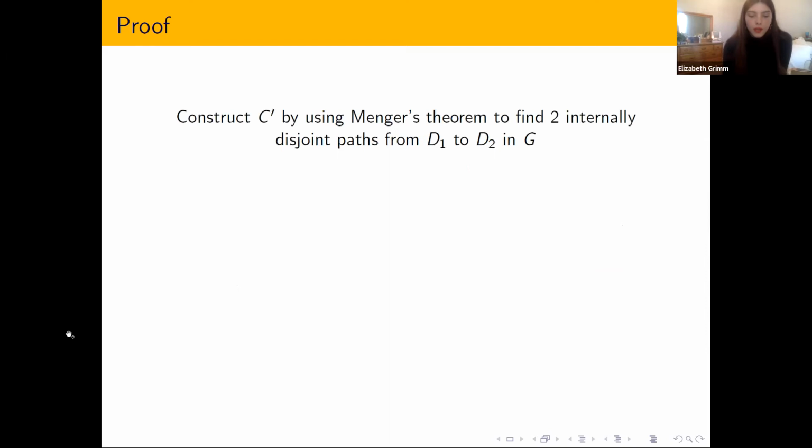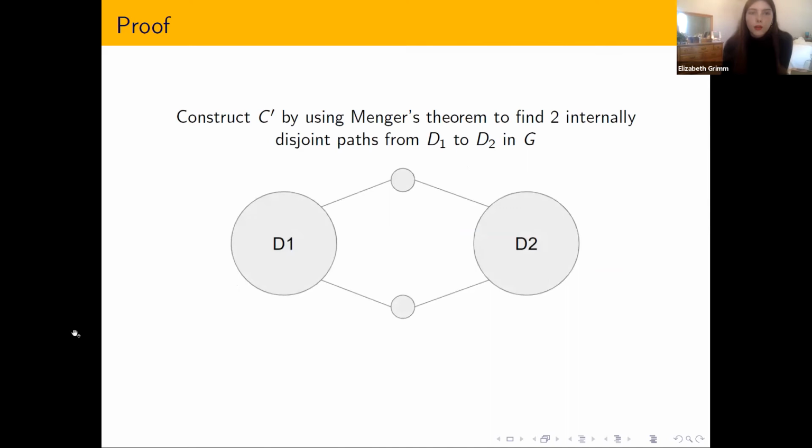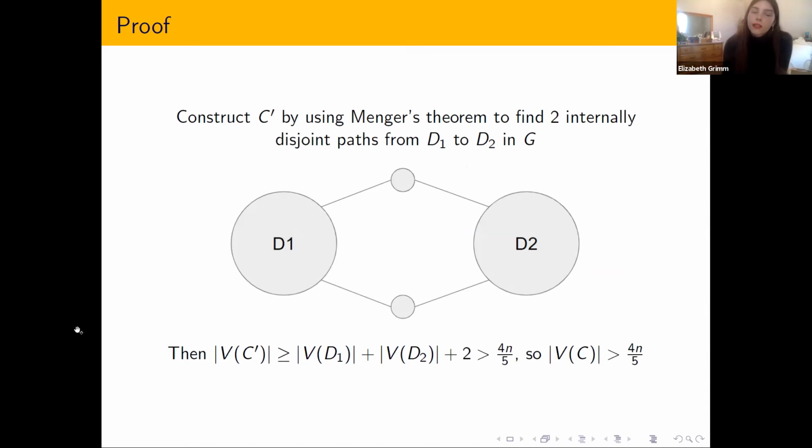So we can use Menger's theorem again now to find a long cycle. So we can go from D1 over to D2, hit all the vertices in D2 because it's complete and therefore Hamiltonian, and then back and do the same to D1. So we get this cycle that's at least of length the size of D1 plus the size of D2 plus 2, which gives us the same lower bound of N over 5 that we wanted.